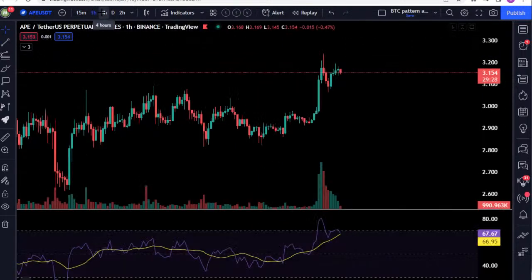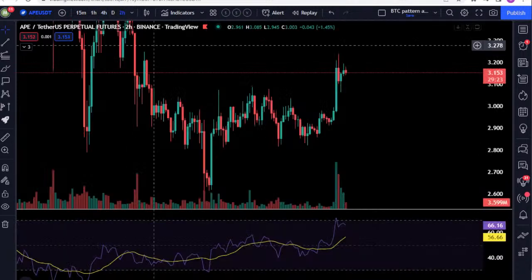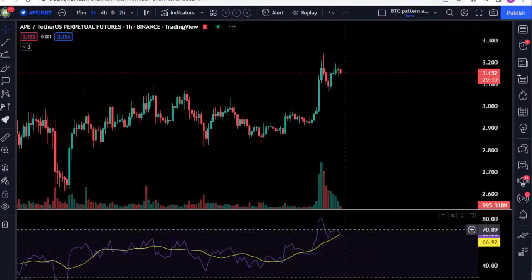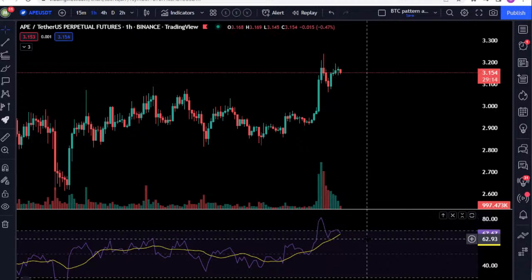On the 1 hourly we were overbought. On the 4 hourly we still have some room. On the 2 hourly we're still within the bullish range. Even on the 1 hourly, we came up to the overbought region and we came down.